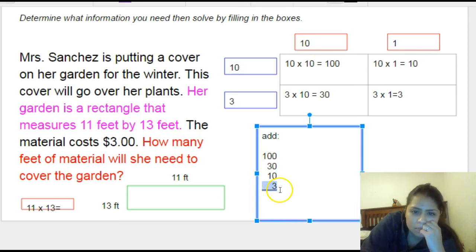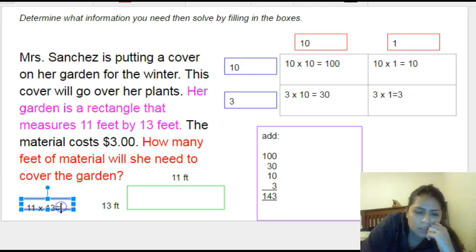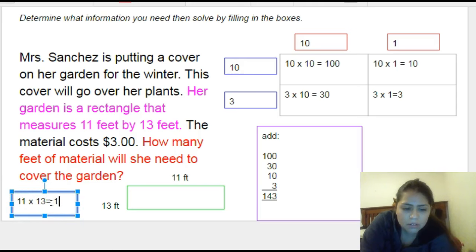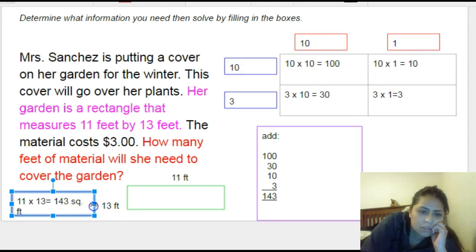If I add all these up, how much area will she need? Oh, I should make this bigger, it's blocking it. She would need, hope you can still see this, I'm running out of room, 143 square feet, right? Because we're talking about area. We're trying to see how much will cover this whole area here. So we know how many feet of material she needs. She'll need 143 square feet.